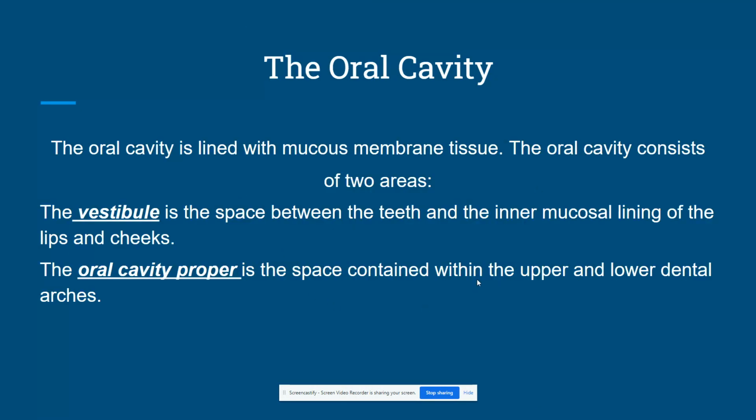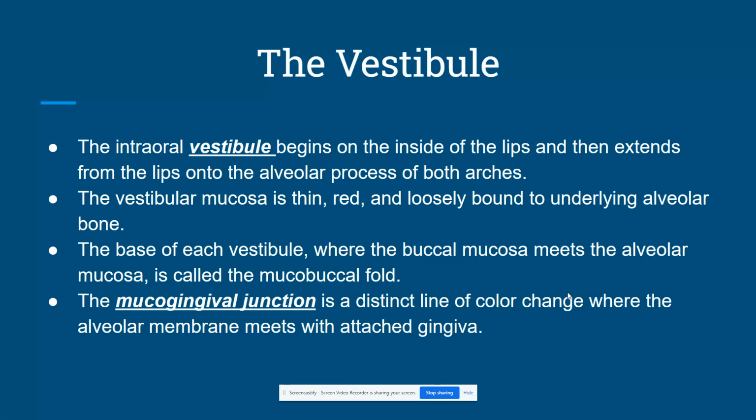Okay, the oral cavity. The oral cavity is lined with a mucous membrane tissue. It consists of two areas, the vestibule. When you close your bite down and push your cheek out, that area between the teeth and the cheek is the vestibule. The oral cavity proper is within the upper and lower dental arches, so it is your maxillary and mandibular teeth.